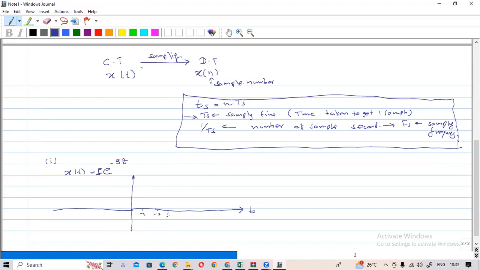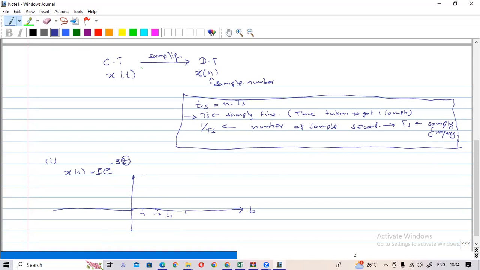Okay, so if you give some value to this, you can select some time value, and you can calculate the amplitudes with respect to this time value.